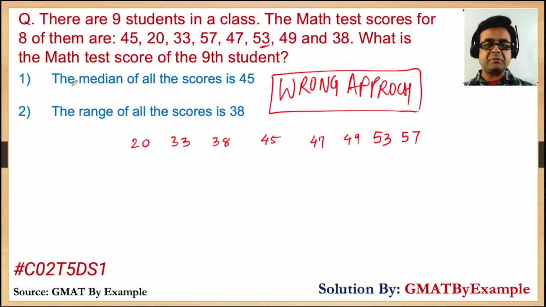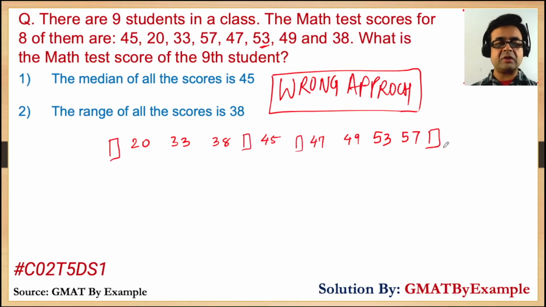So statement 1, the median of all scores is 45. Since we have arranged them in increasing order, there is one score we don't know, right? The 9th student's score. That score can be somewhere here, somewhere here, basically anywhere. But what we are given in the first statement is the median of the scores is 45. 45 is a value that is in the set. Since there are 9 students in the set, 45 has to be the (9 plus 1) divided by 2, which is the 5th value in the set. As you can see here, 1, 2, 3, 4. So currently 45 is the 4th value in the set, not the 5th value.